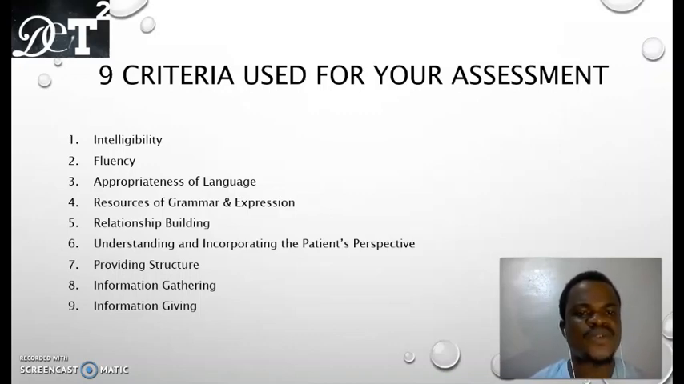Then they also want to know if you understand the patient's perspective. This is actually, in other words, what we call empathy.